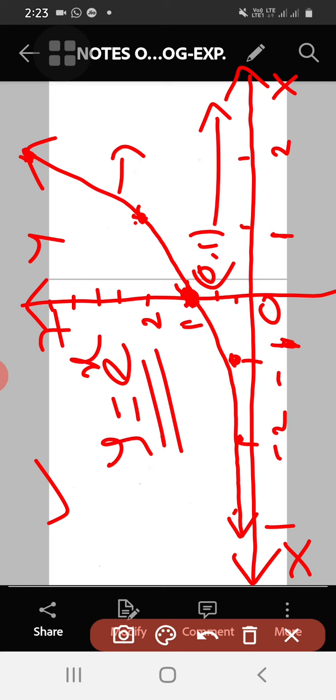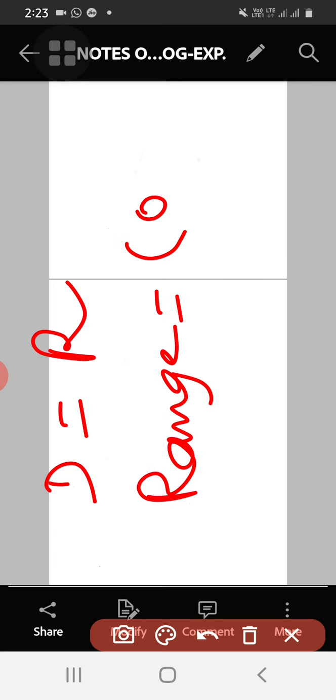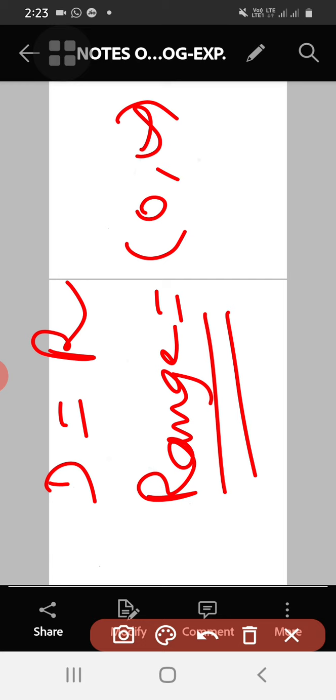So then what is the domain? The domain is the set of real numbers, and the range is the open interval 0, infinity. So you note down this graph. The domain of e to the power of x is the set of real numbers, and the range is the positive reals, that means 0, infinity. This is the domain and range of e to the power of x. So you can write the question as, draw the graph of e to the power of x.